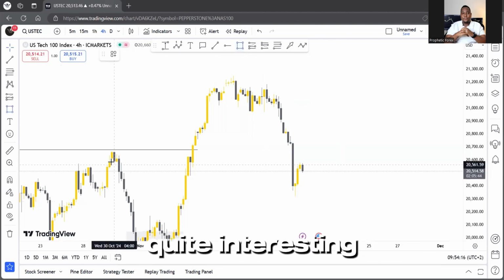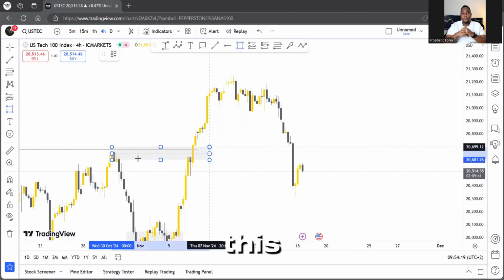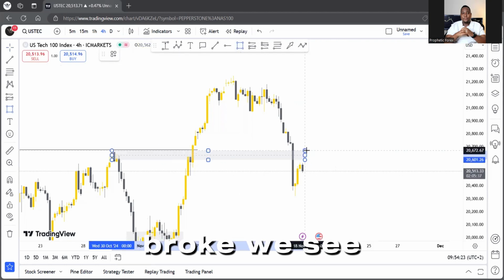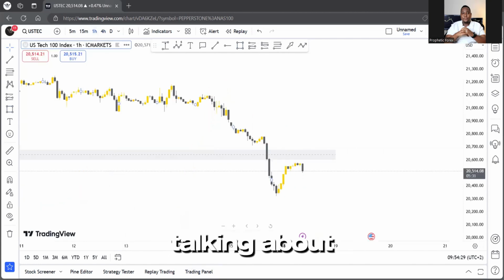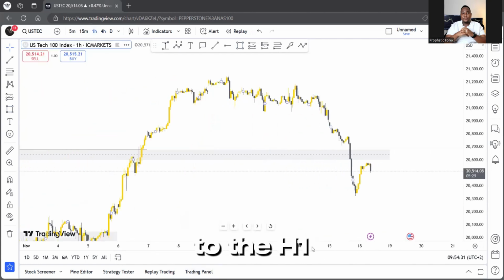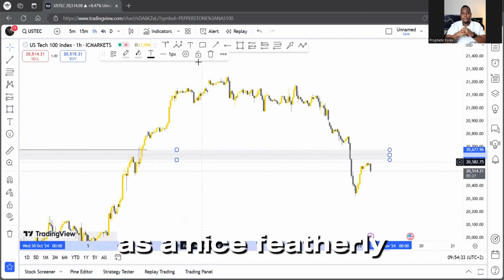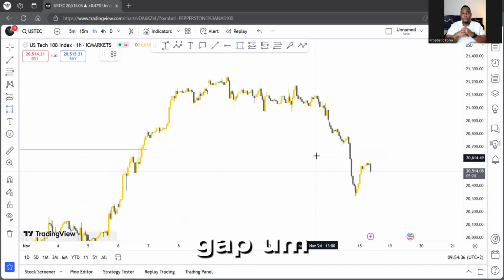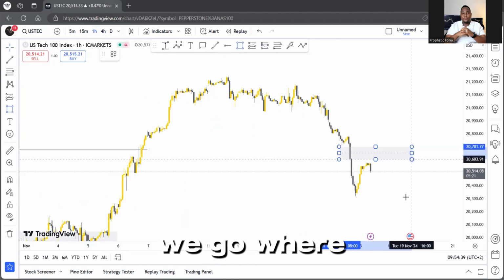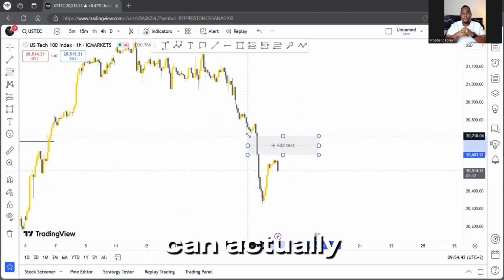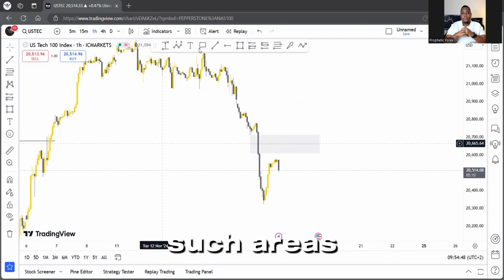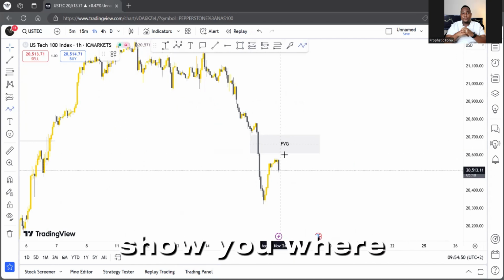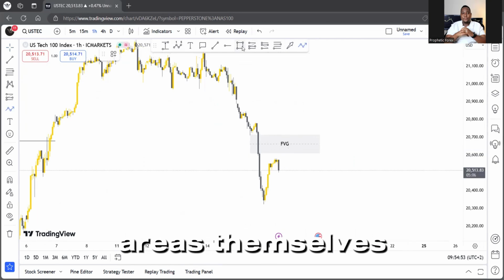I saw something quite interesting when I was preparing this. We see that cross, it really stands out as a fair value gap. I will show you what I'm talking about. Look at that. When you go to the H1, that stands as a nice fair value gap, where the market can potentially pull back into such areas. Let me show you where it pulls back into such areas, then sells more.